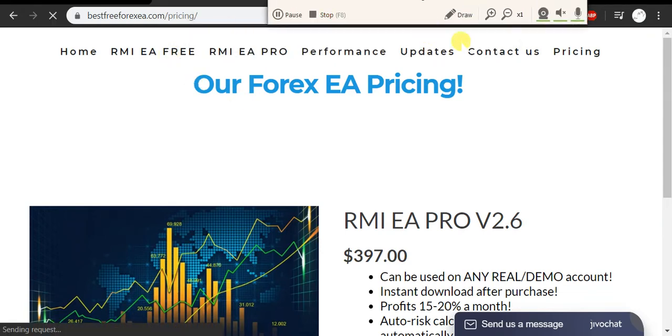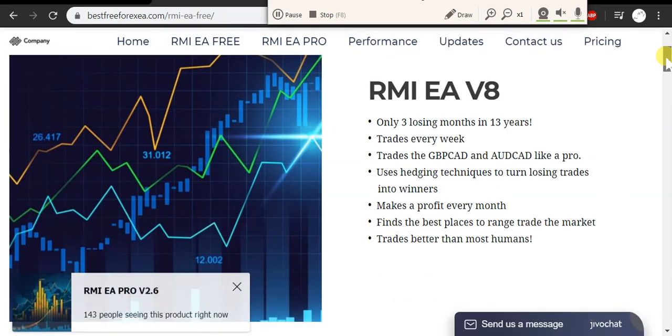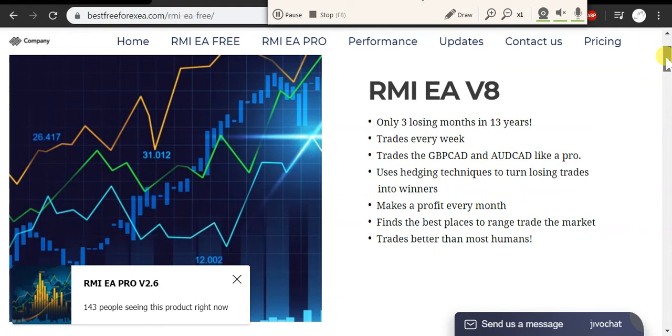So I downloaded this free one, which I think is version 8. It's even higher than this one. I don't know what the Pro's doing that the demo's not doing. He's not even saying. And look at this. No losing trades in 3 losing months in 13 years. Trades every week. Okay, we got pound CAD. Trades looks like a pro. Now I'm going to change the settings on mine.